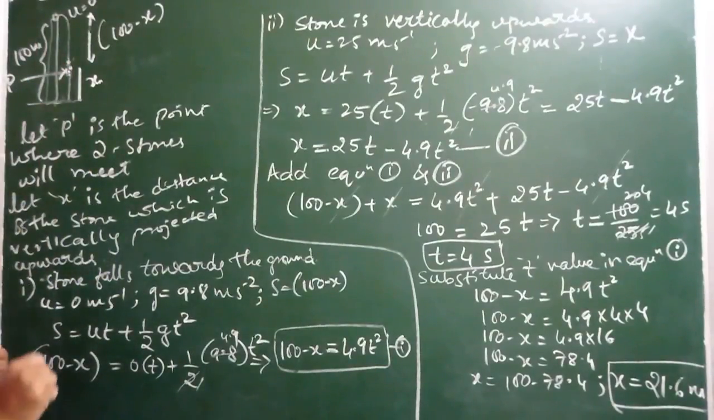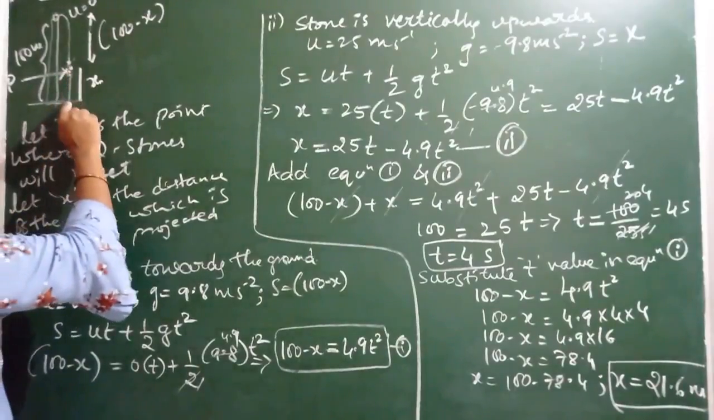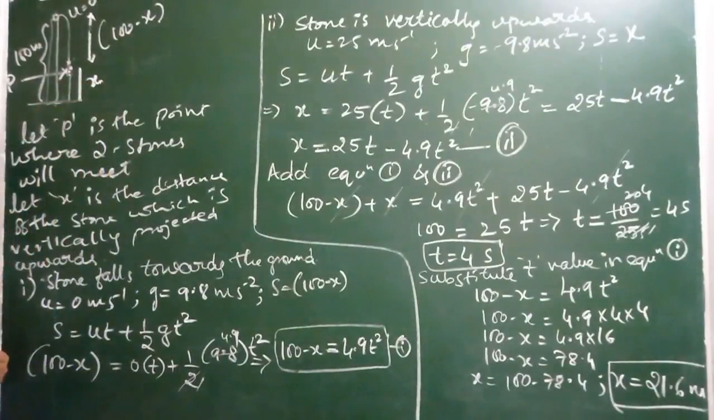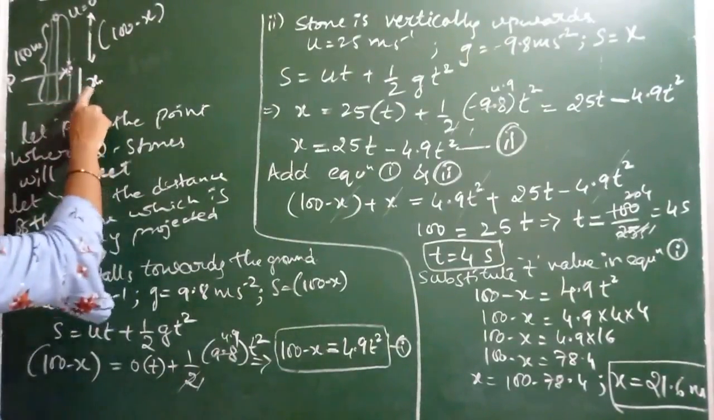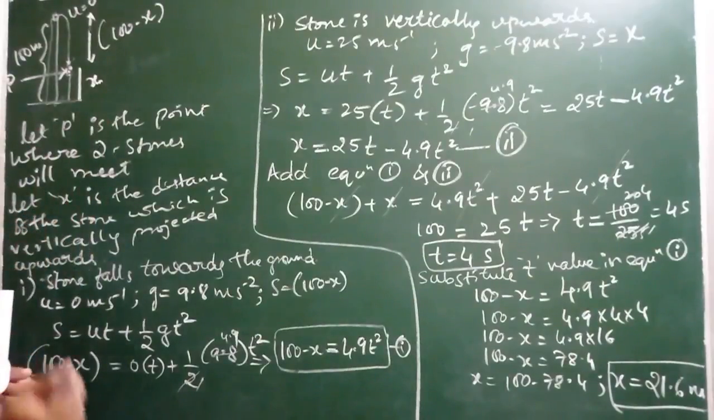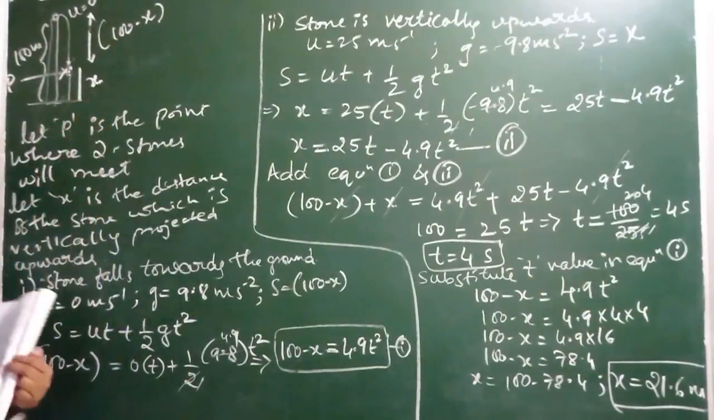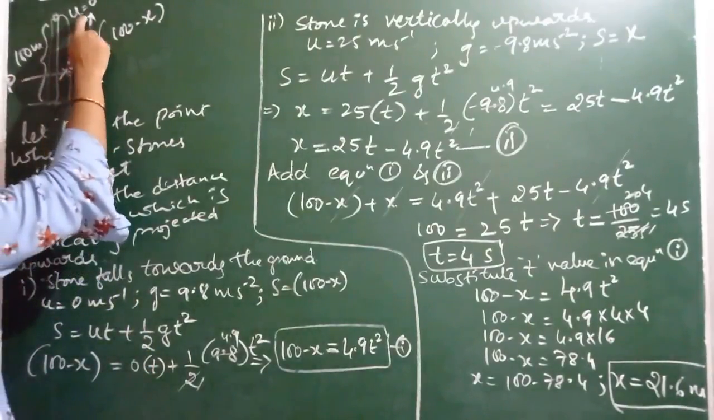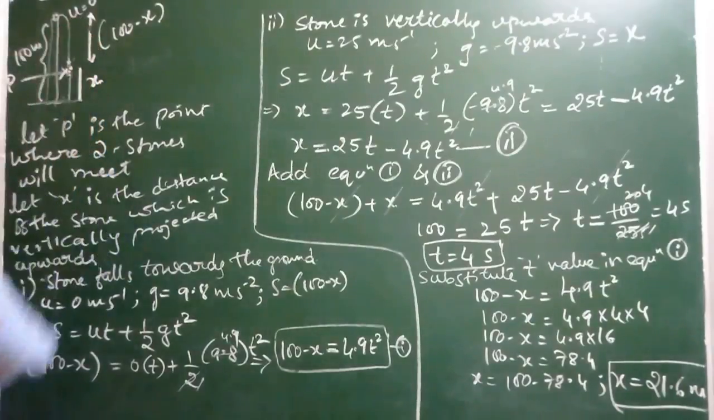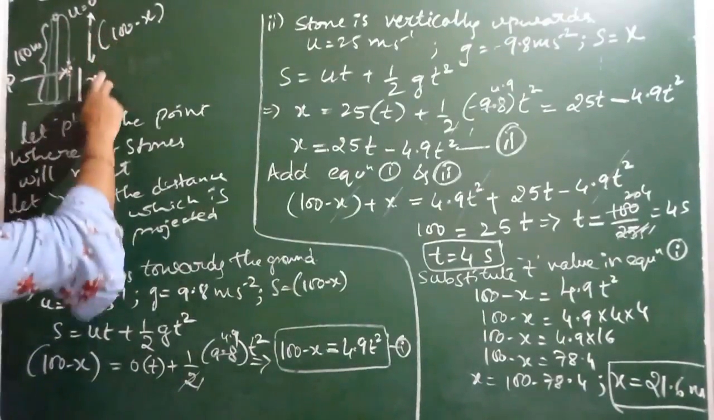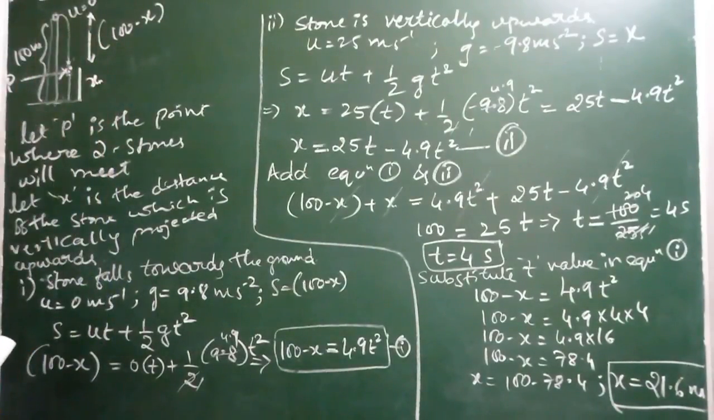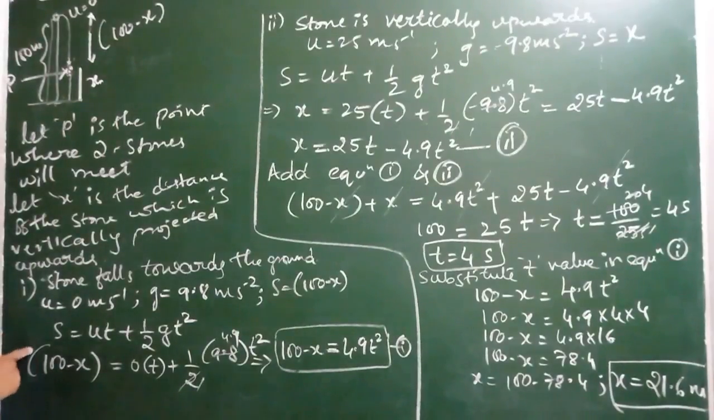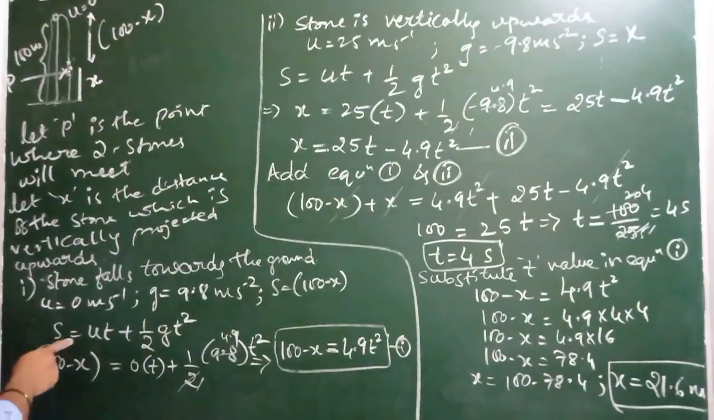100 means, at this point, from ground to point P, the distance will be x. Let us consider or assume its distance, because we don't know, no? Let us take it as x. Then next, what is the distance from this point P to the tower? That is 100 minus x.